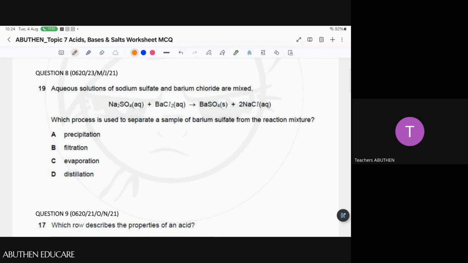So remember the steps for how you prepare the insoluble salt. Number 1, you need to mix 2 soluble salt aqueous solutions. Second, you need to stir the mixture. Third, filter the mixture, which means we need filtration. Number 4, of course, you need to wash the residue with distilled water and dry between filter paper. That's how you solve this question.